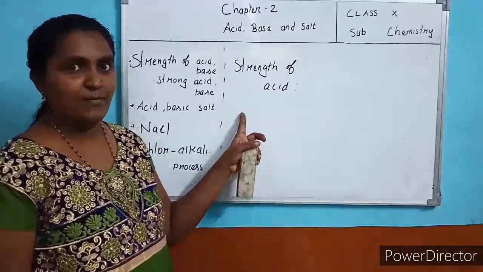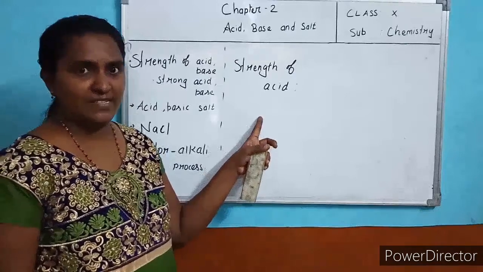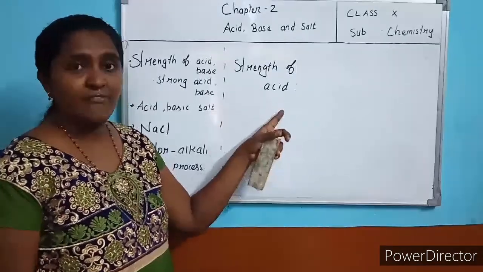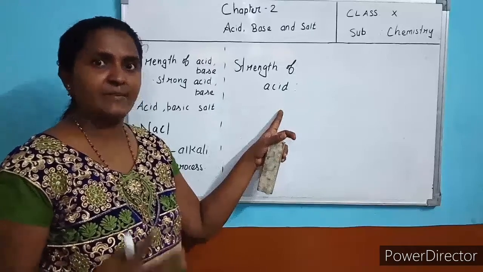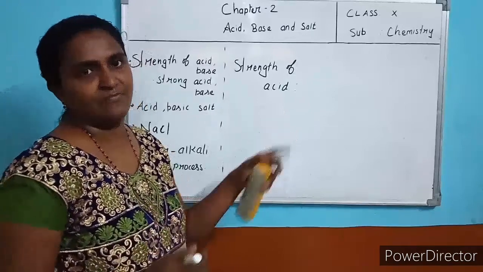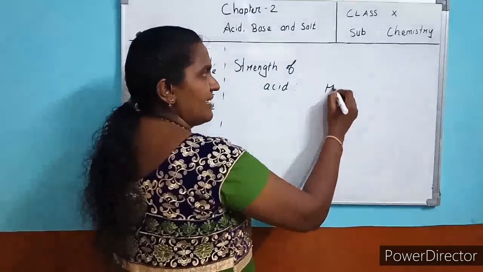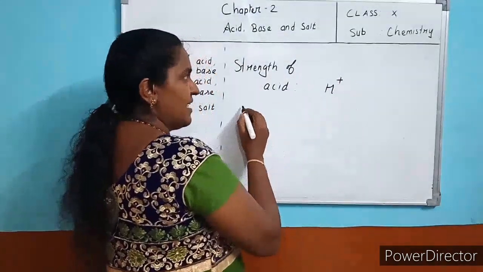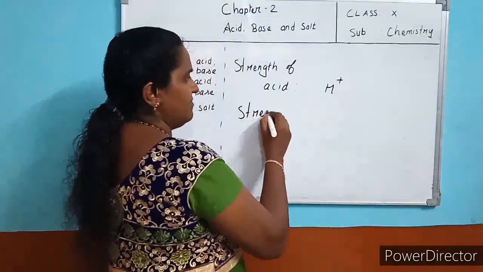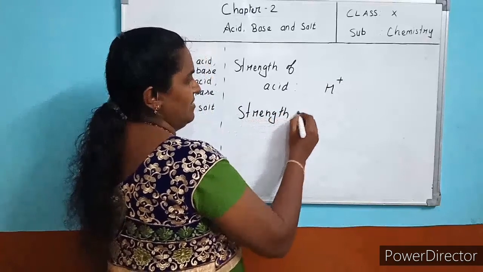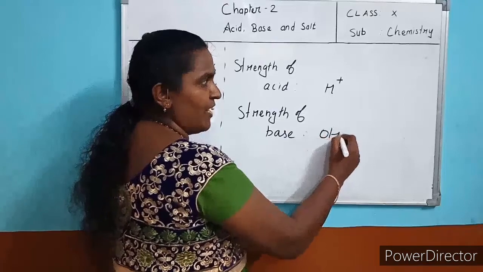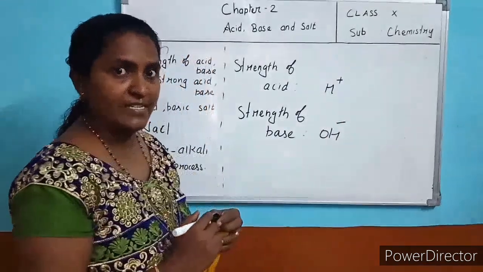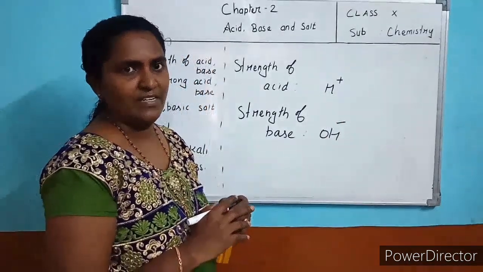Today we discuss the strength of acid and base. The strength of an acid depends upon the number of hydrogen ions present in the solution. Which ion? Hydrogen ion. The strength of a base depends upon the number of OH minus ions present in the solution.